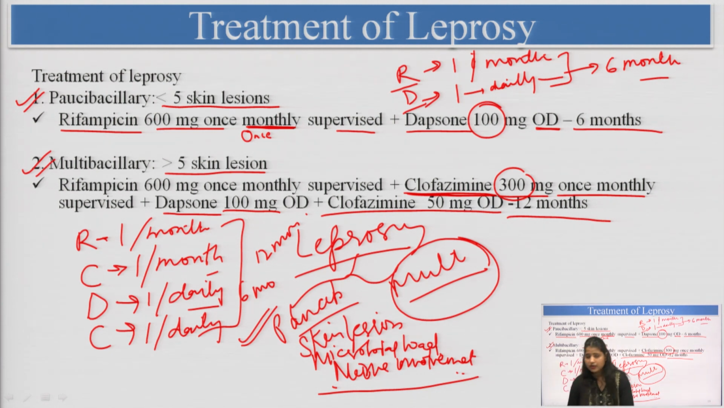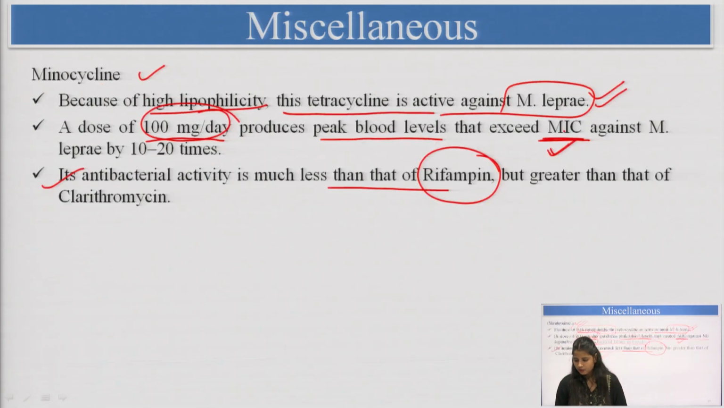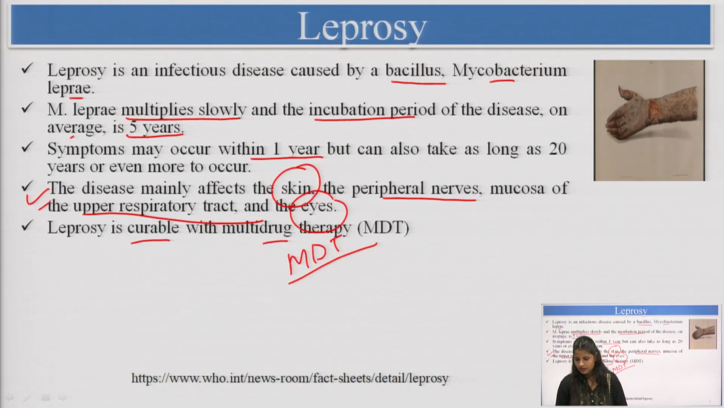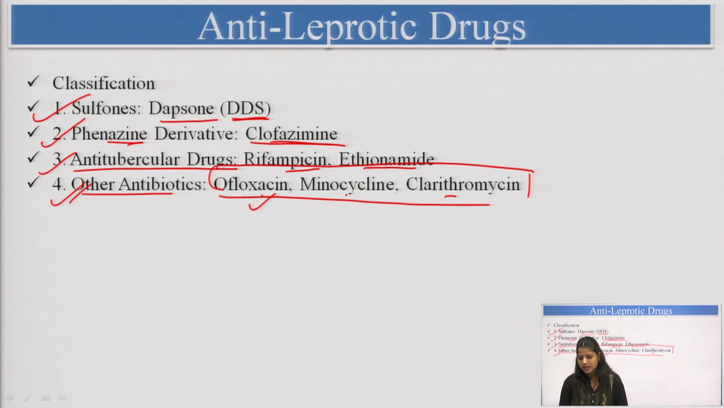I hope this is clear to all of you about the treatment of leprosy, what the different kinds of leprosy are, and the data related to leprosy. We will just do a little recap. What we have discussed today is leprosy, which is caused by Mycobacterium leprae, and then we discussed these 4 classes: sulfones, phenazine derivatives, antitubercular drugs and some other antibiotics.